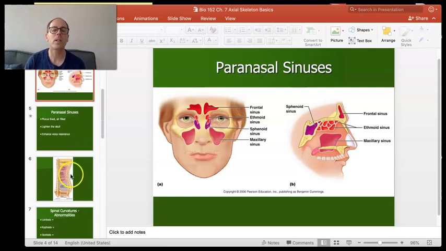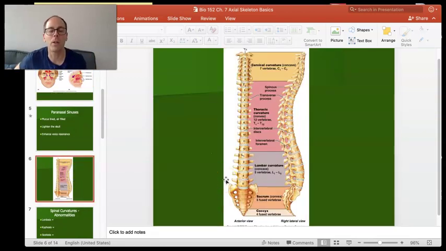Now, I wanted to talk to you guys a little bit about the vertebral column. We are going to spend some time looking at the vertebrae, but first the vertebral column itself is interesting because if you look at it from an anterior-posterior view, you can see that it's very straight. There's not a lot of lateral curvature to the spine. But when you look at it from the lateral view, you can see that we have these curvatures.